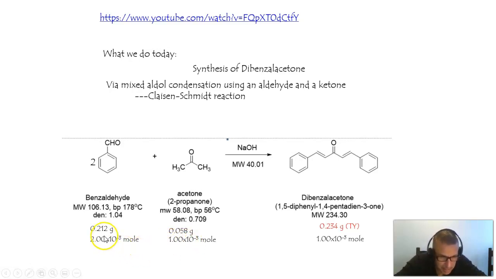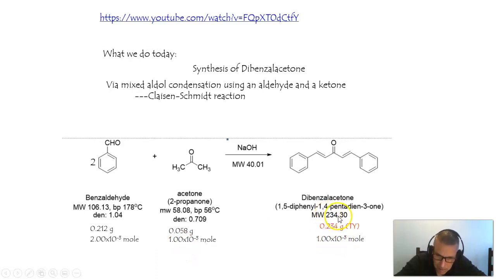We have exactly twice as many molecules of benzaldehyde as we do of acetone. So in theory, nothing is limiting, nothing is in excess. We have exactly 2 equivalents and 1 equivalent. So 2 of these plus 1 of these makes 1 of these. So we should end up with 1 millimole of product.